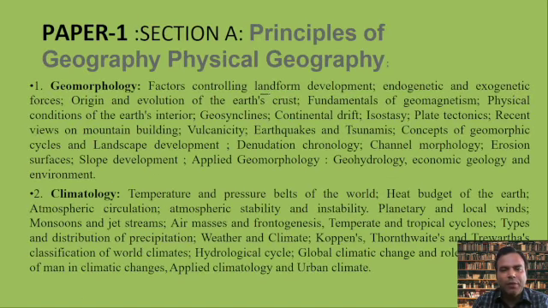Unit one covers factors controlling landform development, endogenetic and exogenetic forces, origin and evolution of the earth's crust, fundamentals of geomagnetism, and physical conditions of the earth's interior. Mountain building you can explain by plate tectonics and the old method called geosyncline. Continents are not stationary, this is the concept of continental drift, and the plates are moving against one another, called plate tectonic movements. The land is vertically balanced because of isostatic balance, otherwise big mountains would not stand. There are many geological hazards, like volcanicity, earthquake, tsunami, which you can explain by plate tectonic concepts or other reasons.